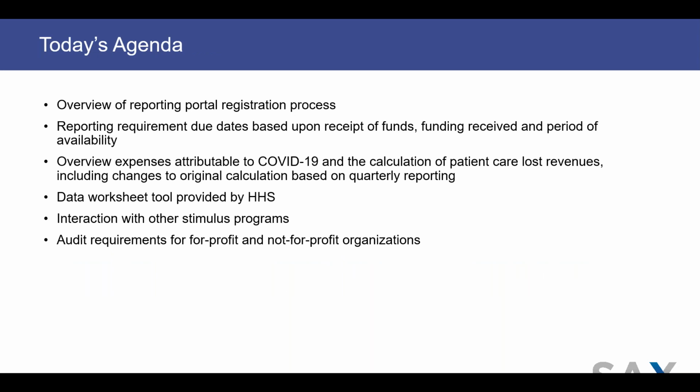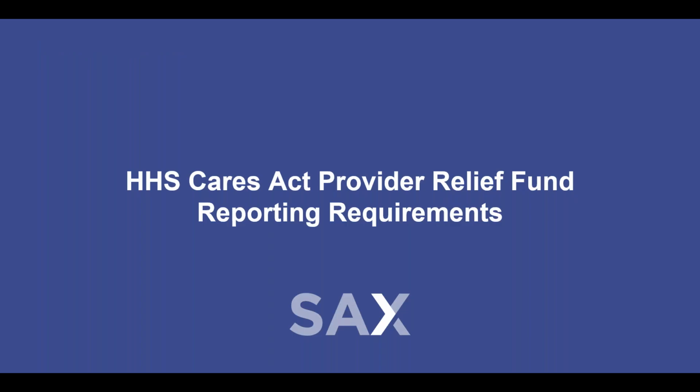Our agenda this morning includes an overview of the reporting portal registration process, a review of the reporting due dates, an overview of expenses attributable to COVID-19, a review of the calculation of lost patient care revenues, including changes to the original calculation, which is based on quarterly reporting. We're going to provide you with a link to the data worksheet tool provided by HHS. We're going to review the important interactions with other stimulus programs. And lastly, discuss the audit requirements for-profit and nonprofit organizations. So let me turn this over to Debbie Nappy now to get us updated on the reporting requirements.